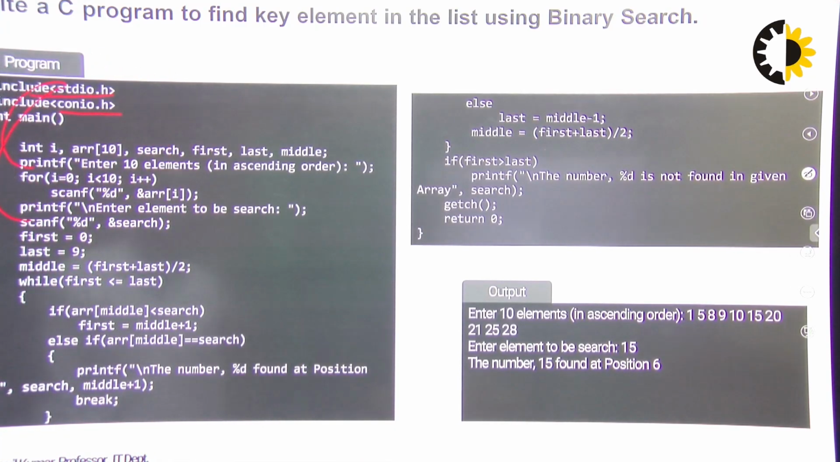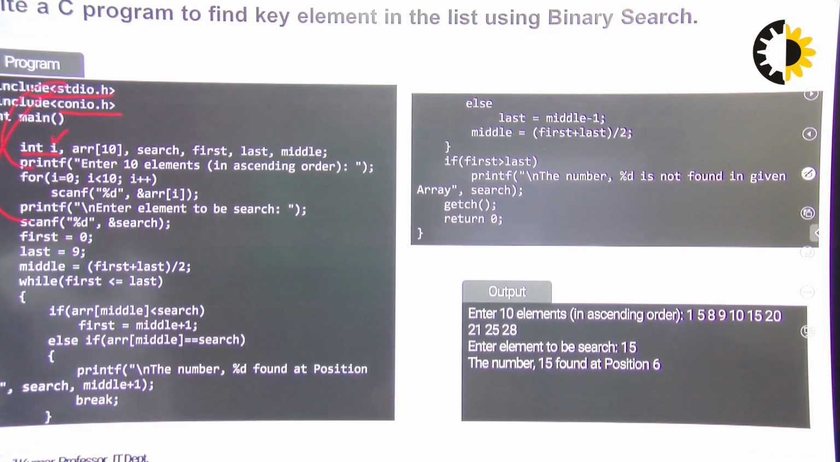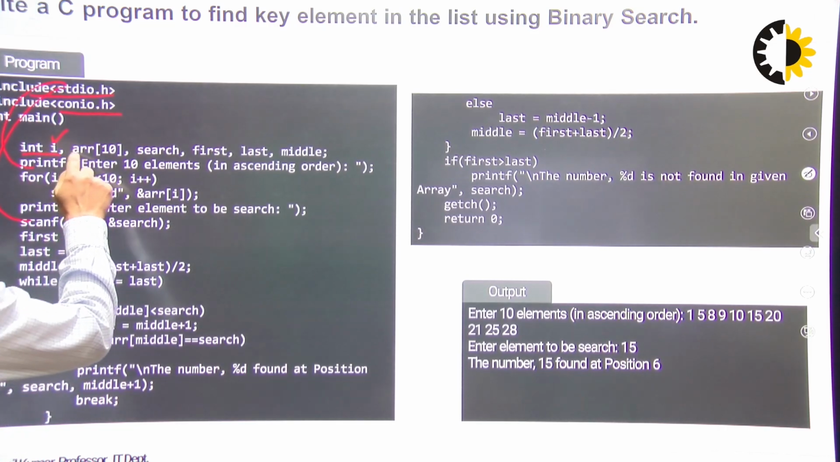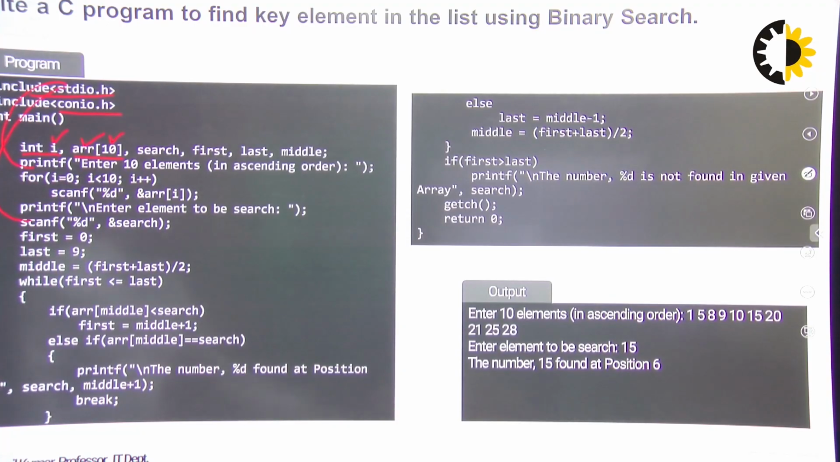In this case, we have taken a variable i. What is the role of i? We will enter the elements with the help of a loop. Then we have taken an array of size 10. We will store all the elements in the array.